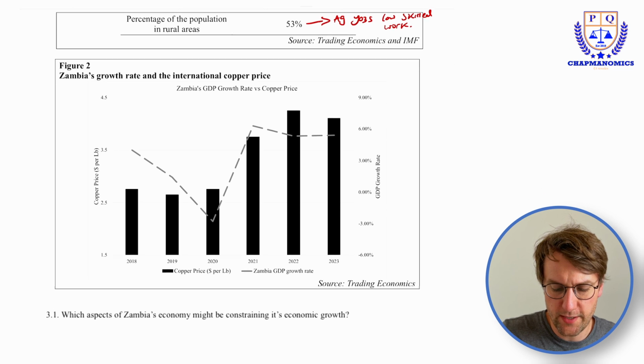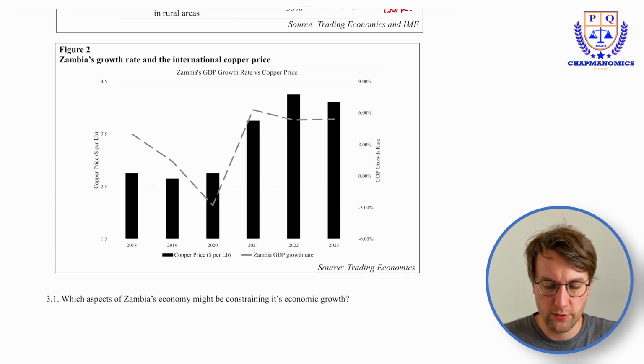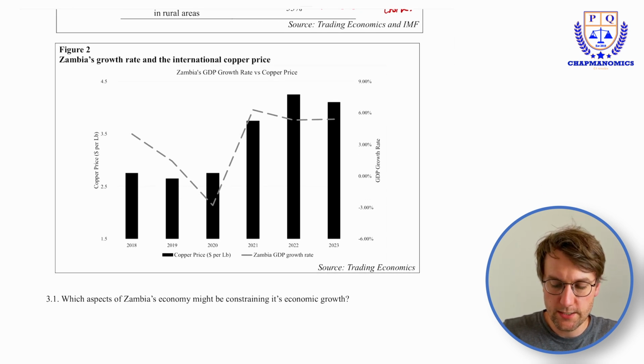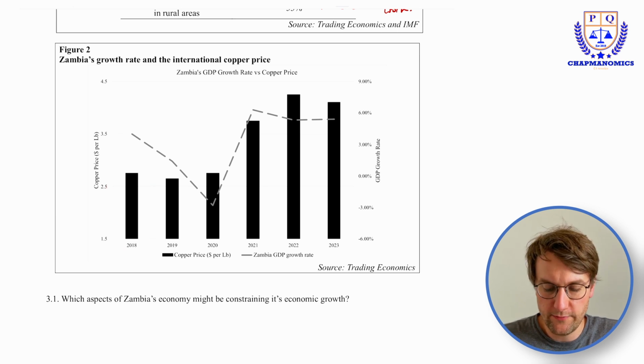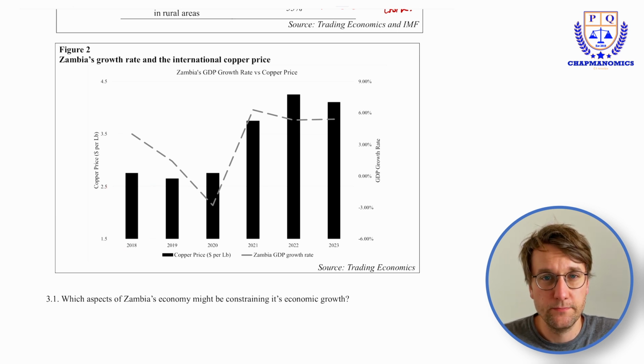Okay, let's have a final look at figure 2, Zambia's growth rate and the international copper price. So Zambia's growth rate here is in our dotted line that looks like this, and the copper price here is in our bars here. So see if you can have a look at this data, and again, try and pick out the key points. So pause the video, try and pick out some key points, jot them down, and then we'll go through it together.